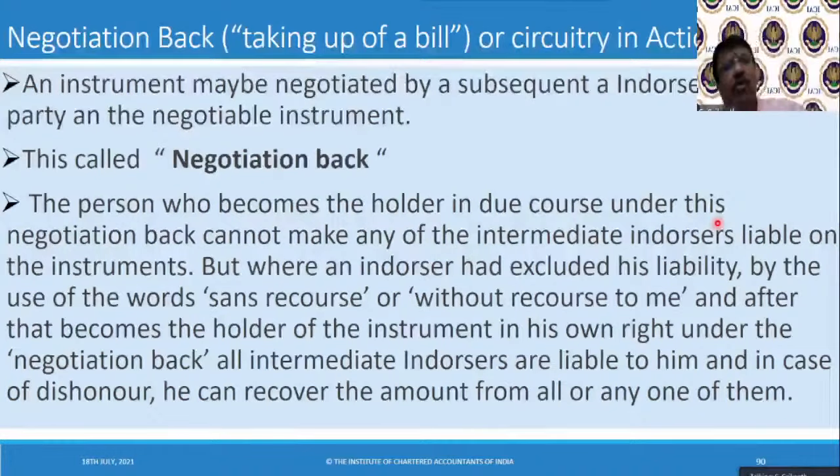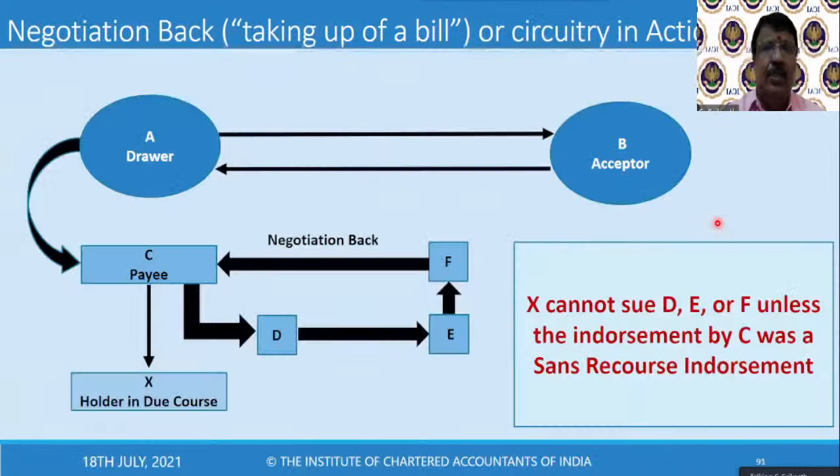You watch the holder in due course again. If you say I have not understood, go back. That part alone you watch. Fast forward it, watch holder in due course alone, what I am saying. You understand? And then read the material, read the notes. Suddenly you will understand. Okay, the knowledge will come to you. Now, negotiation back.